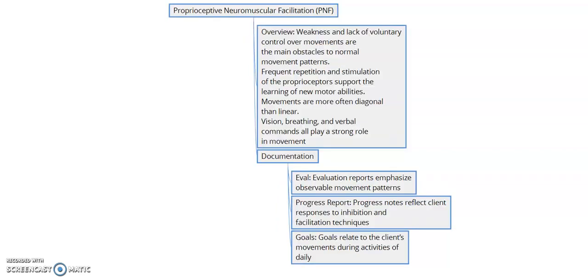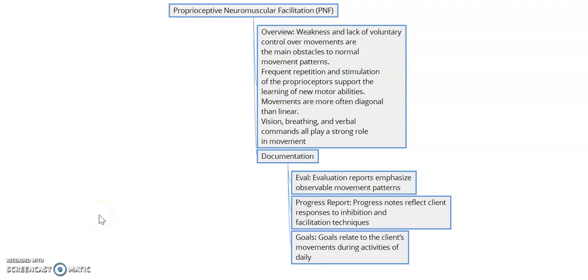Next is the proprioceptive neuromuscular facilitation frame of reference, or the PNF, which basically states that weakness and lack of voluntary control over movements are the main obstacles to normal movement patterns. They believe that frequent repetition and stimulation of the proprioceptors support the learning of new motor abilities. They also believe that movements are more often diagonal than linear, so they want to focus on doing that. And they also believe that vision, breathing, and verbal commands all play a really strong role in movement.